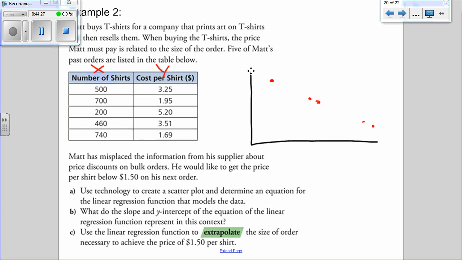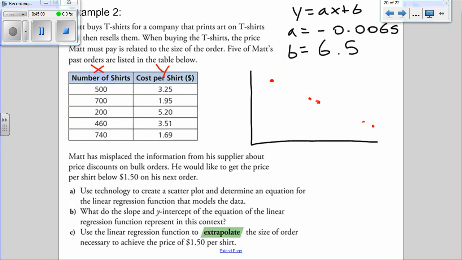It says y equals ax plus b. a equals negative 0.0065. b equals 6.5. That means if I wanted to create an equation that would fit this data nicely, my equation would be y equals negative 0.0065x plus 6.5. You can create that equation by hand.